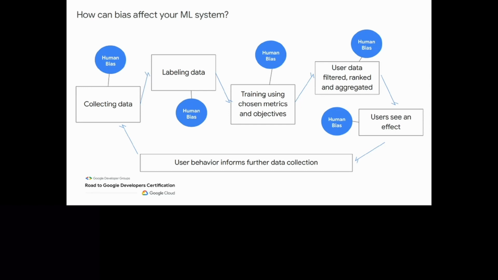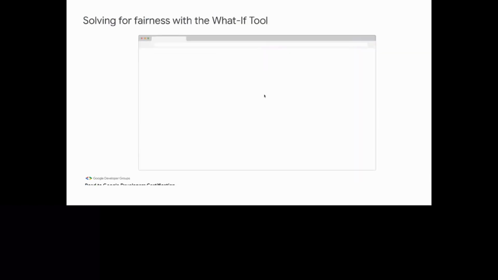User data filtering, ranking, aggregating. Basically, from the beginning to the end, the way you collect the data, treat the data, build your model, explain what the model does, and make a decision based on the outcome of the model, all of it can be biased. So be aware. And that What-If tool that I initially explained is a really easy way to see these biases, see how your data reacts, and make changes.